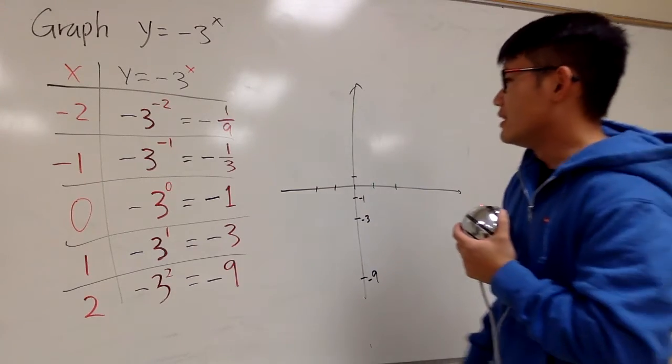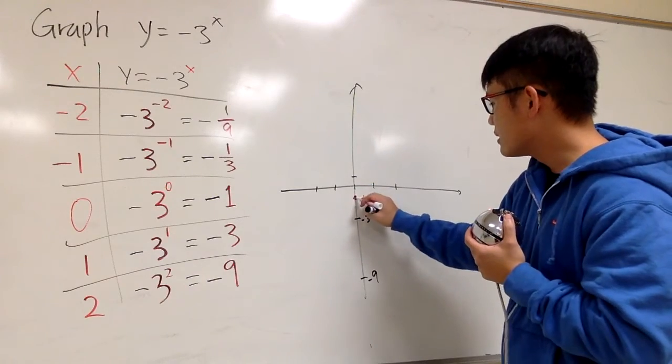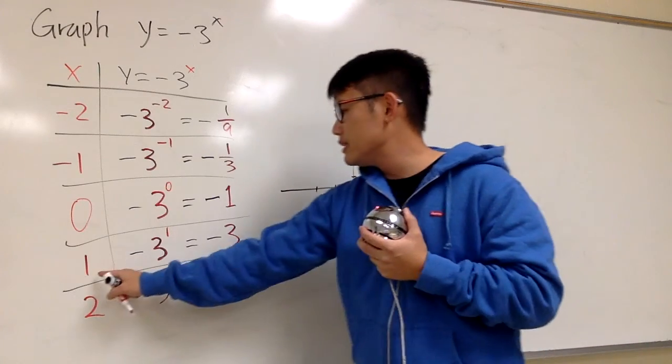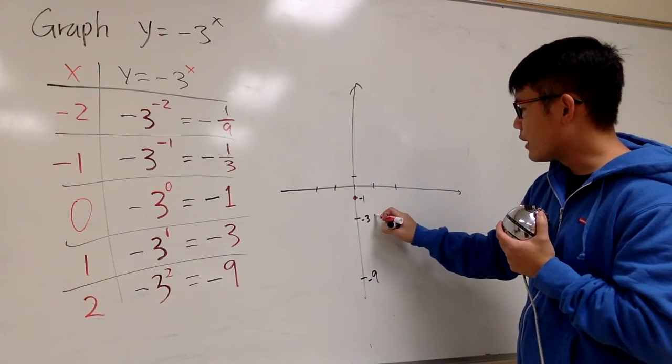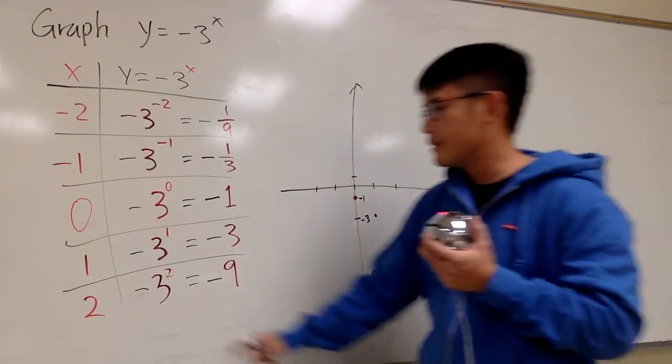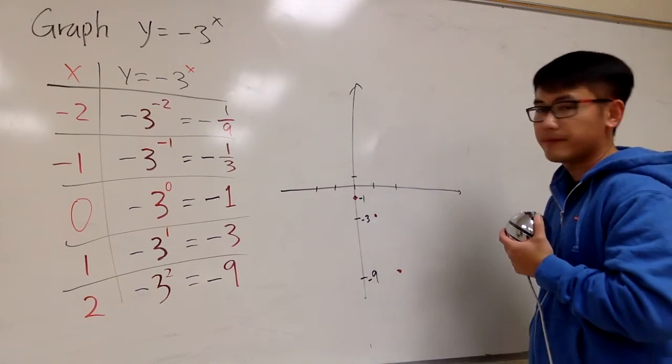We are ready. Let's see. Plugging this first, right? 0, negative 1, which is right here. This is my first point. And let's see, we have 1, negative 3. 1 is right here, negative 3 for the y value right here. And we have 2, negative 9, down here like that.